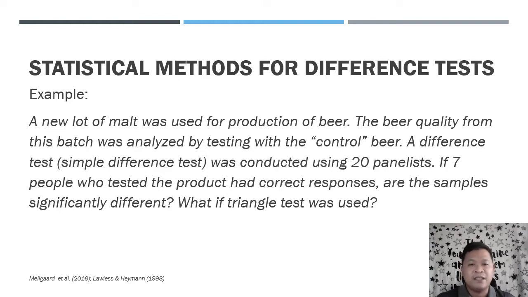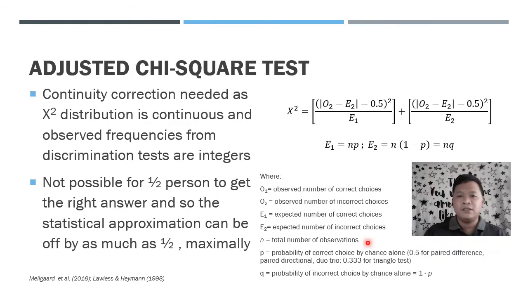Right, so in this case, take note that the simple difference test has a probability of getting the correct answer at 50%, while the triangle test has it at just 33% because of the number of discrete response alternatives or choices they have. So the reason this is called the adjusted chi-square test is because of this continuity correction, the 0.5s over here. The rationale behind this is that chi-square distribution is continuous and observed frequencies from discrimination tests are integers.